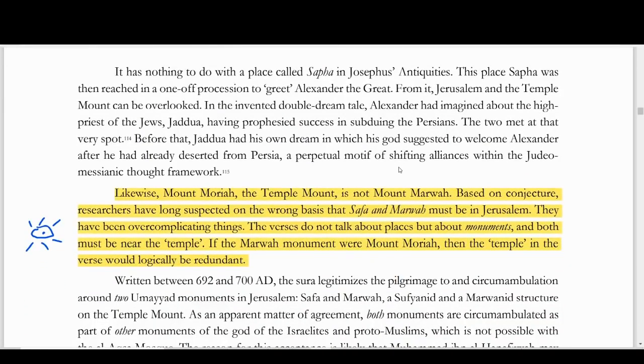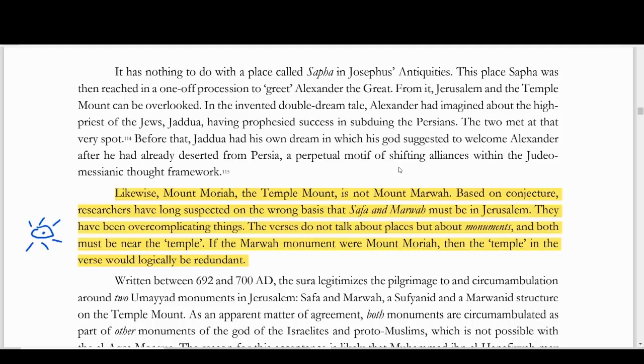It has nothing to do with a place called Safa in Josephus' Antiquities. That this place Safa was then reached in a one-off procession to greet Alexander the Great. From it, Jerusalem and the Temple Mount can be overlooked. In the invented double dream tale, Alexander had imagined about the high priest of the Jews, Jaddua, having prophesied success in subduing the Persians. The two met at the very spot. Before that, Jaddua had his own dream in which his god suggested to welcome Alexander after he had already deserted from Persia. A perpetual motif of shifting alliances within the Judeo-Messianic thought framework. So there's a motif there in association with Safa about shifting alliances. Okay, so that's the inspiration for calling one of the monuments Safa.